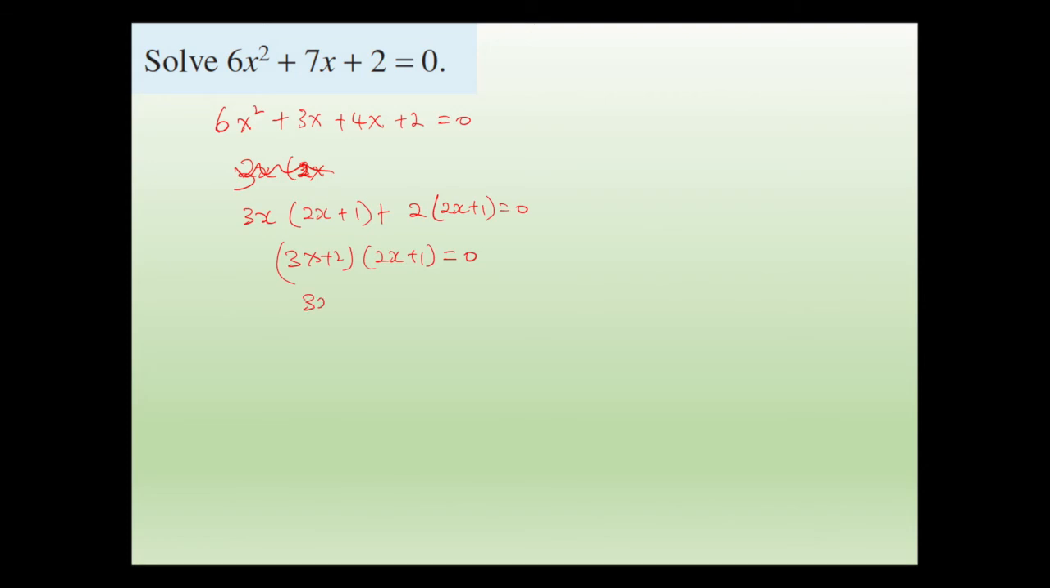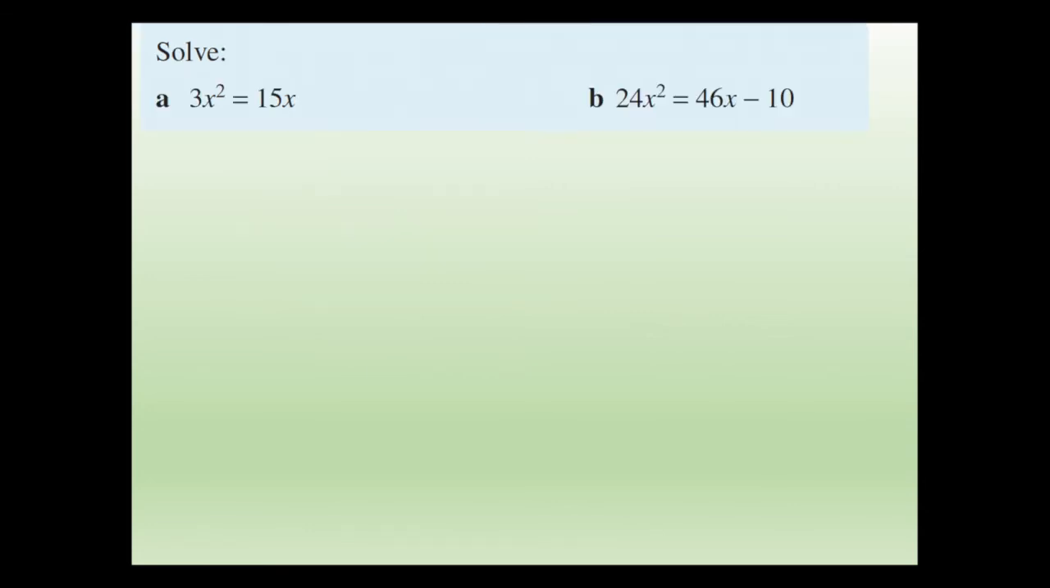Again, using the null factor law, it says that 3x plus 2 equals 0, or 2x plus 1 equals 0. Therefore, x equals minus 2 over 3, or minus half. Hope you get the same answer as I do. Got a few more examples to show you.